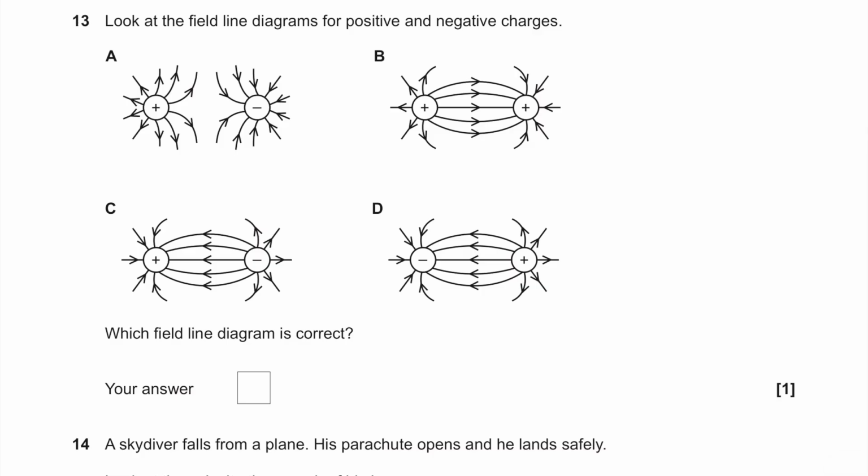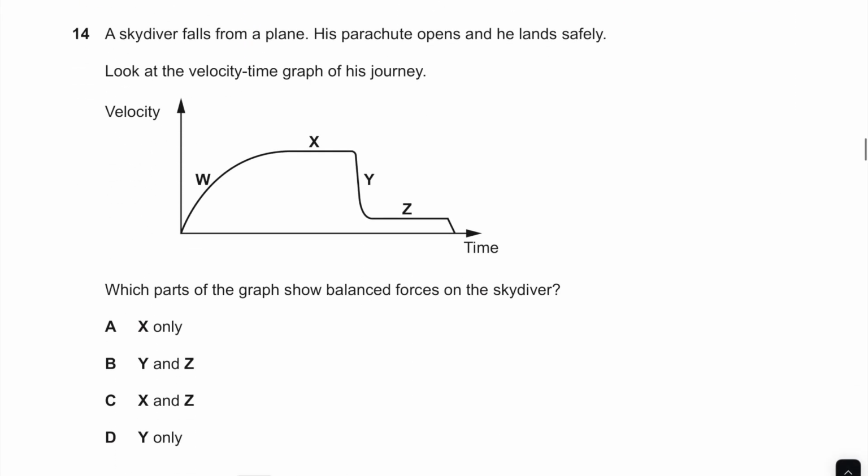Question number 13. We've been given the electric fields around positive and negative charges. Which one is the correct diagram? Remember that the electric field lines always go from positive to negative. So this is out. This is out because this is positive and positive. And this one is definitely out. And so from positive to negative all the way around. So that's the answer.